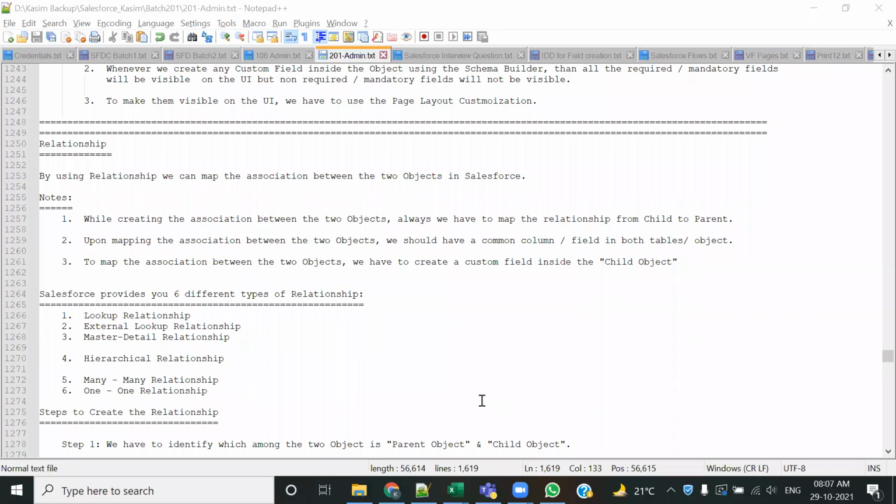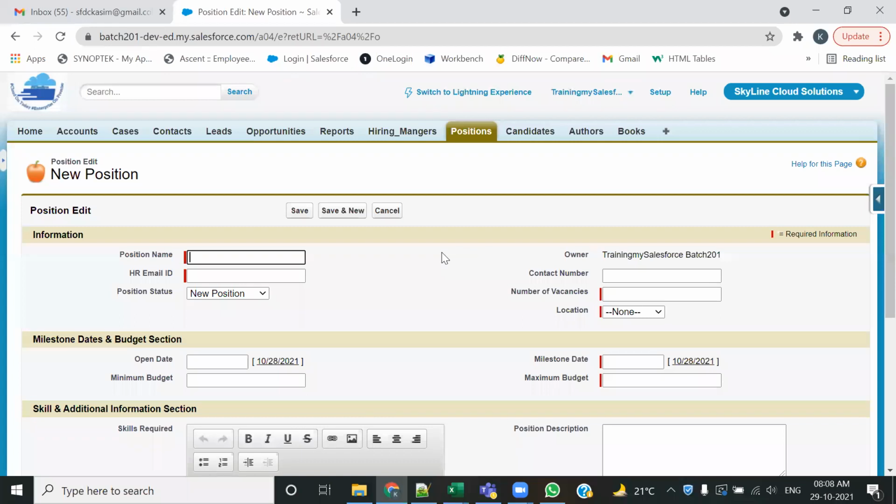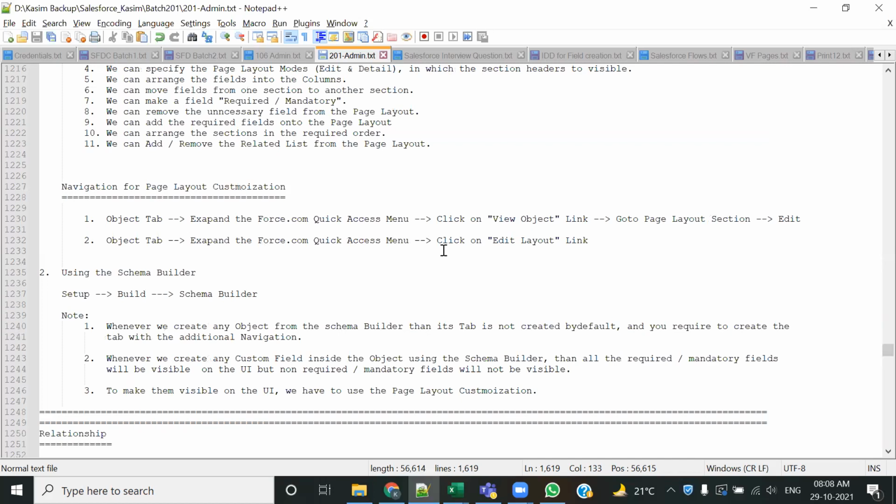So in today's session, we are going to start with a new concept, relationship. Yesterday, we completed how to create custom objects, and then how to create the fields inside the object. We have seen both techniques to create the object as well as the fields: how to create it with the standard navigation, and how to do the same thing with the Schema Builder also. Then what are the advantages and the disadvantages with both of the techniques? That is also we have seen.